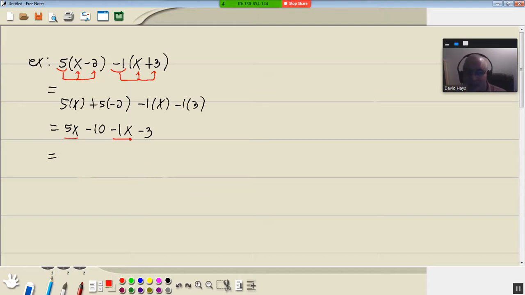Combine like items, like terms in this case. Like terms where we have the same variable to the same power. So these are both x to the first power. So 5x minus 1x gives us 4x. When you're combining like terms, you add or subtract the numbers that are in front. 5 minus 1 is what gives us the 4, and then the x just remains. And we got negative 10, negative 3, which gives us negative 13. And that would be our answer.